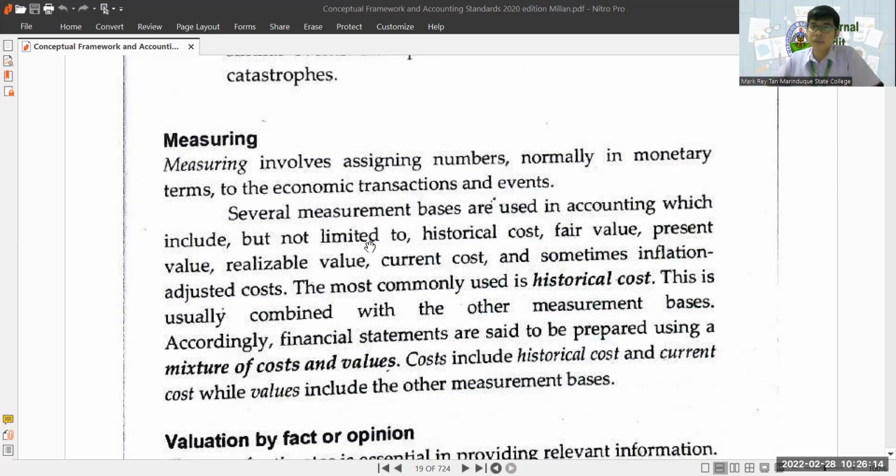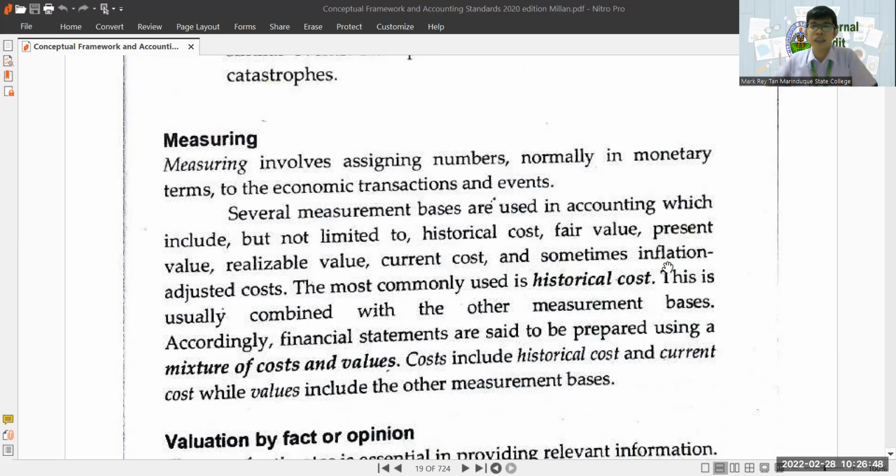So there are several measurement bases used in accounting, which include but not limited to the following. So class, pakitake note to there are 6 measurement bases. Una, we have the historical cost, fair value, present value, realizable value, current cost, and sometimes inflation adjusted cost. So there are 5 lang na common, and then merong isa na sometimes ginagamit, inflation adjusted cost.